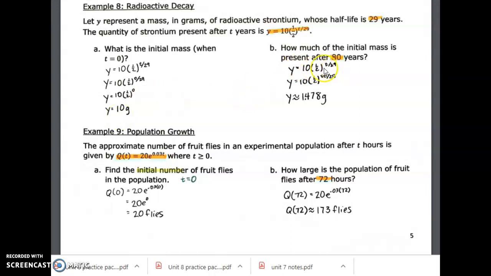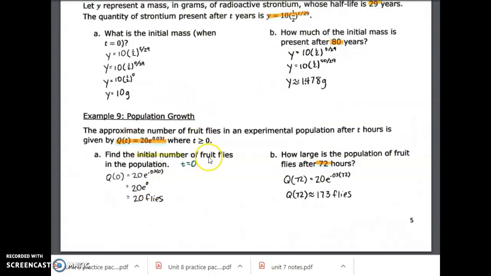After 80 years, though, it will decay at this rate. Now we're plugging 80 into our formula. And when we simplify that, we round it and we get about 1.478 grams. So after 80 years, starting with 10 grams, we'll end up with 1.478 grams.